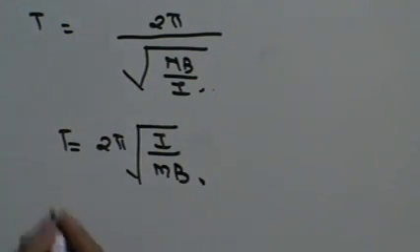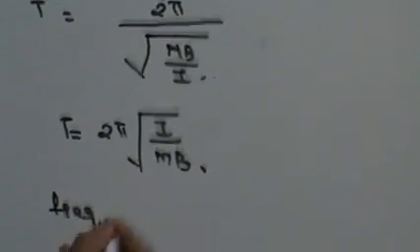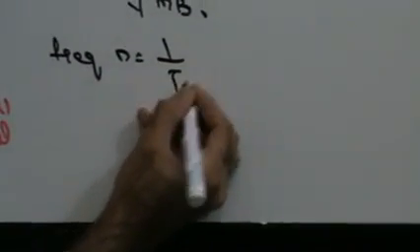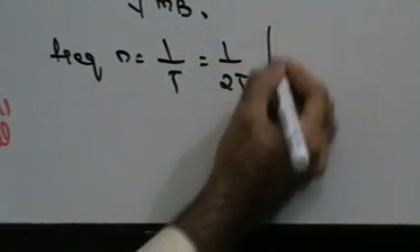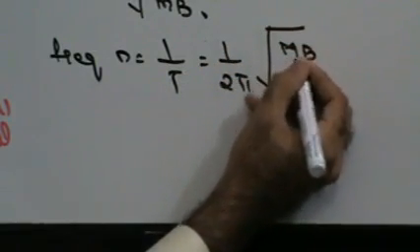In which case I can also find out the frequency. Frequency n will be nothing but 1 upon T. So frequency will be 1 upon 2 pi square root of mb upon I. Right? That will be the frequency of a magnet freely rotating in a magnetic field.